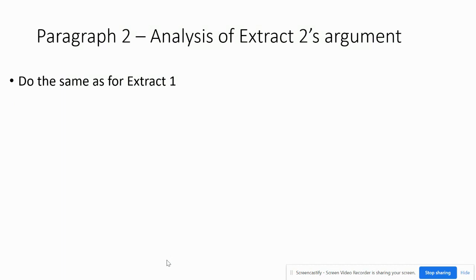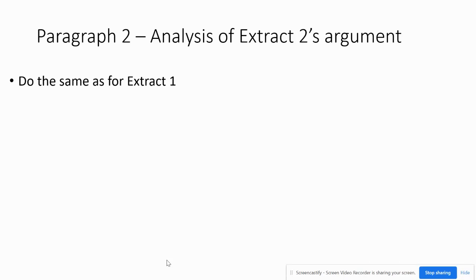The happy news is that paragraph 2 is the analysis of extract 2's argument, and for that one you use exactly the same structure and pattern as for extract 1. So it's just a repetition that you'd quote and then bring in your evidence and then evaluate, weigh up that point 3 times and then weigh up the whole thing.